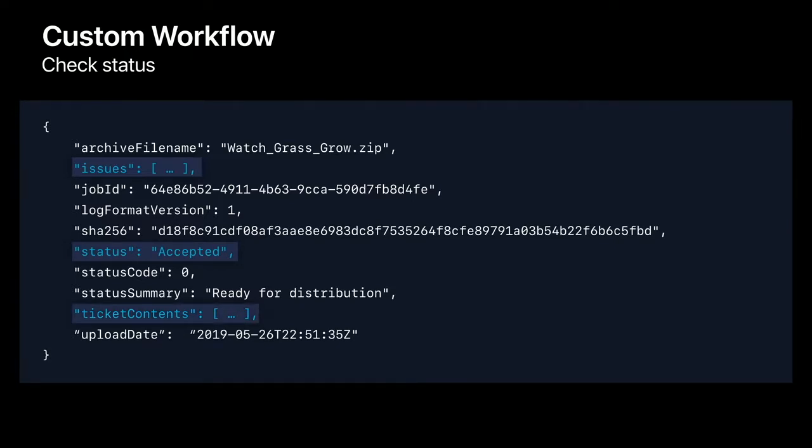If it was successful, you'll probably want to look in the ticket contents, especially if you do anything interesting around how you package your software. The ticket contents should list every binary that was discovered by the notary service, and therefore every binary whose information is included in the ticket that you'll staple. So if you notice that anything is missing in the ticket contents, you may need to figure out what went wrong and try it again.